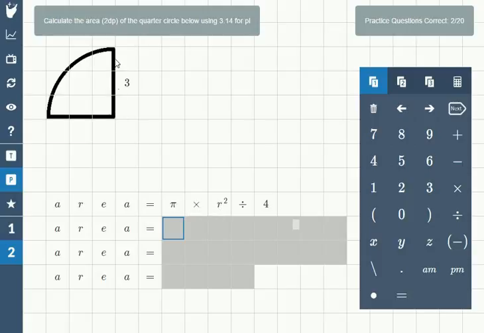is this line here, the radius, from the centre to the edge of the circle, and then divide the answer by 4. The reason we divide by 4 is because this part of the formula here, pi times radius squared, gives you the area of an entire whole circle. So we need to divide that answer by 4 to get the area of just a quarter of that circle. So let's try this question out.